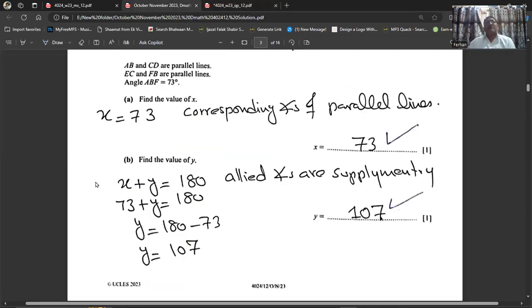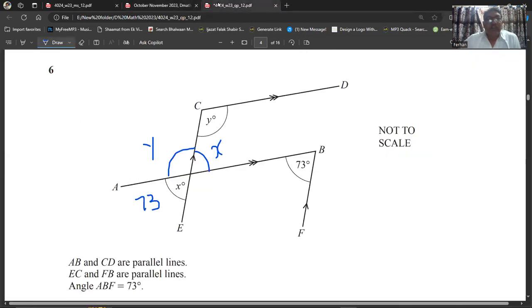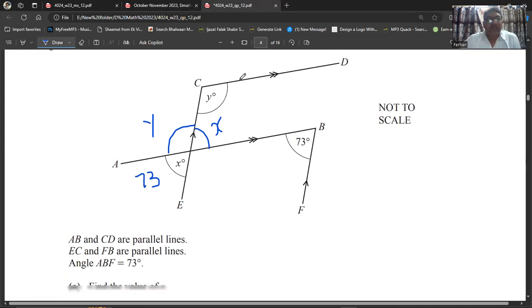He says x plus y is equal to 180. They are the allied angles. Allied angles are supplementary. So 73 plus y is equal to 180, so y will be equal to 180 minus 73, and y will be equal to 107. So y is 107, and 107 is the right answer. This is the solution, and this is how it is done.